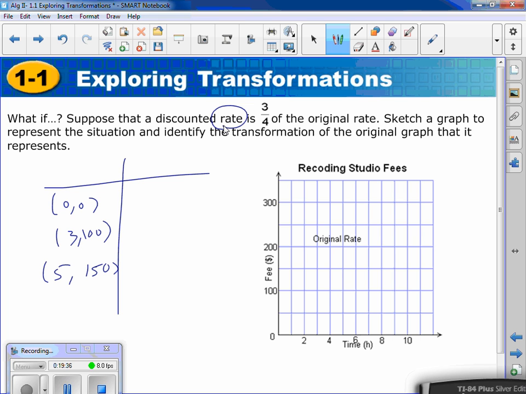What's (0, 0) become? This times 3/4. What do you get? 0 times 3/4 is 0. You have to think, if you don't go to the recording studio, how much do you pay? Nothing, regardless of how much it costs. If you don't go, you don't pay. How about for 3 hours? What's 3/4 of 100? 75. So if you go for 3 hours now, it's $75.